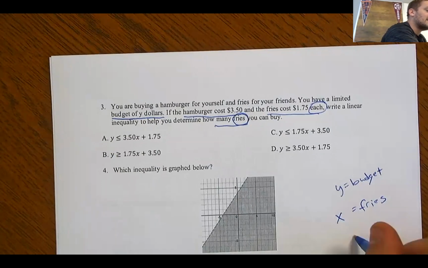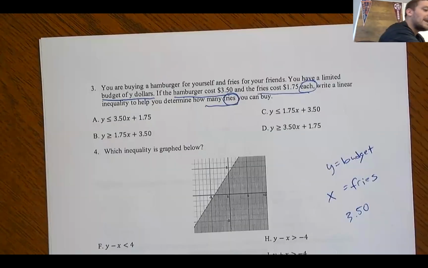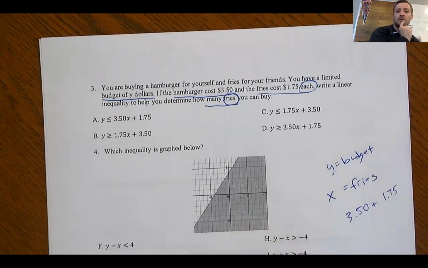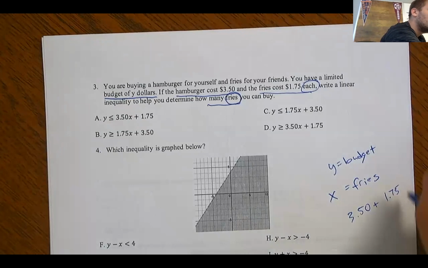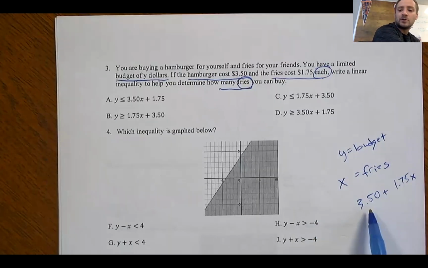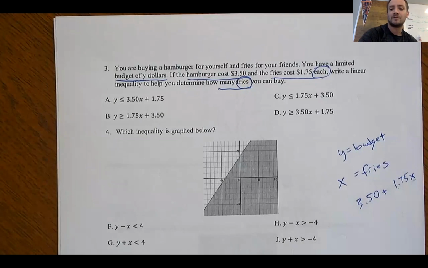Well, we're going to spend $3.50 on a burger, and we're going to spend $1.75 per fry. Remember, the word per means multiply. So we're going to spend $3.50 on a burger, and then for each fry that we purchase, we need to multiply by 1.75.